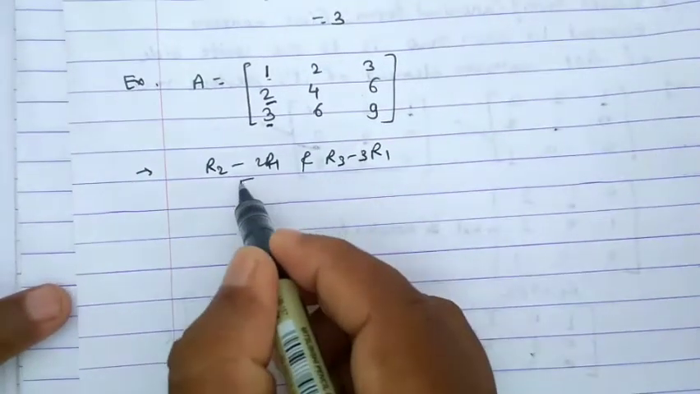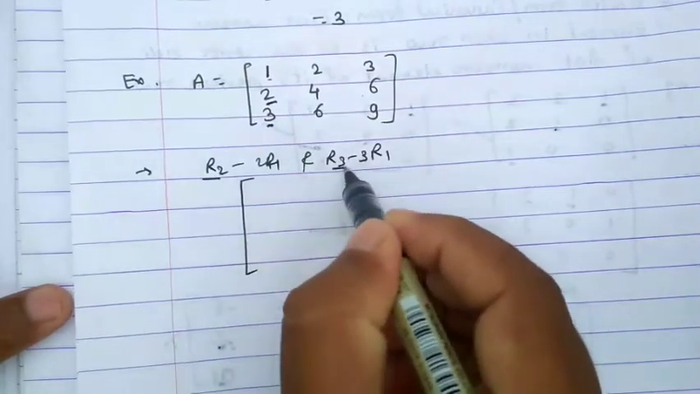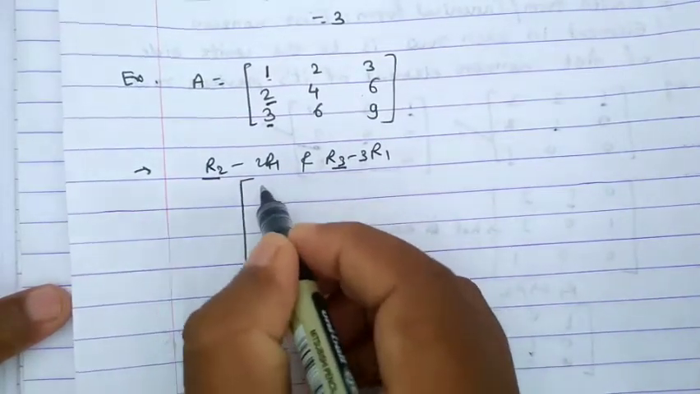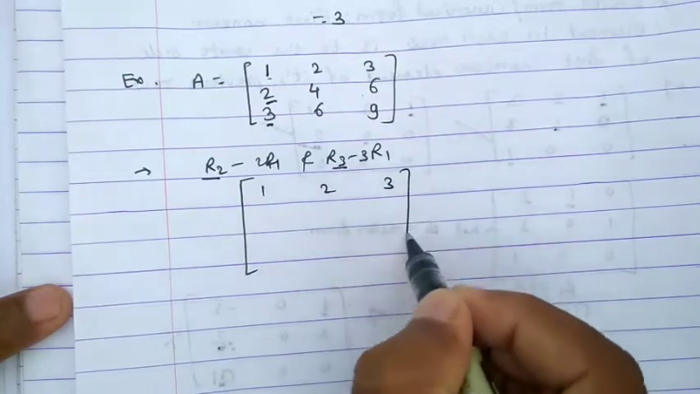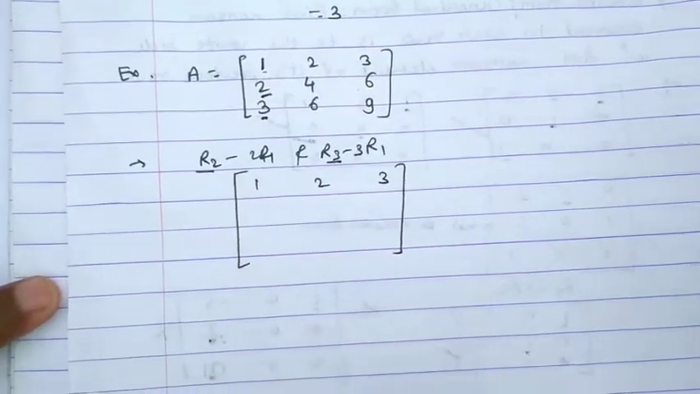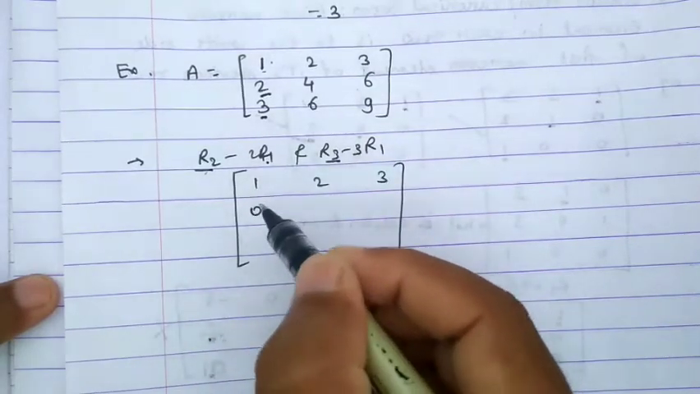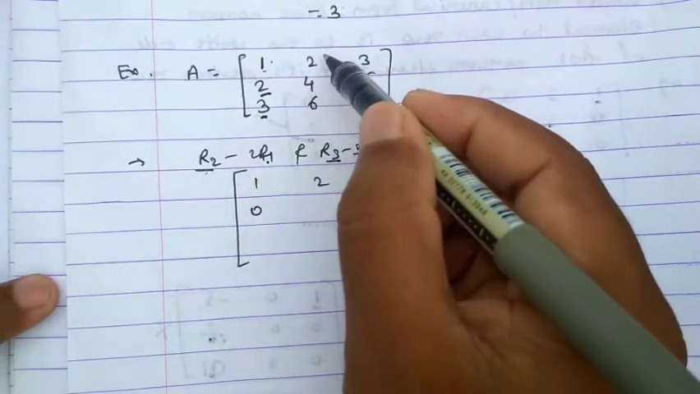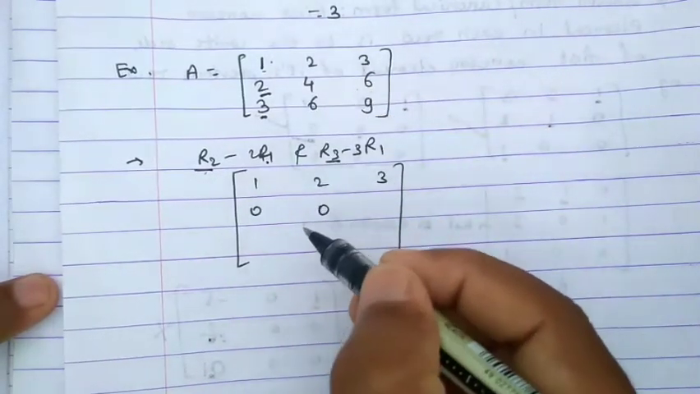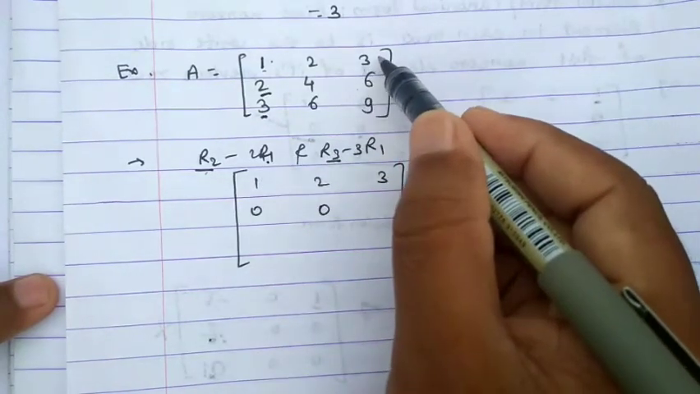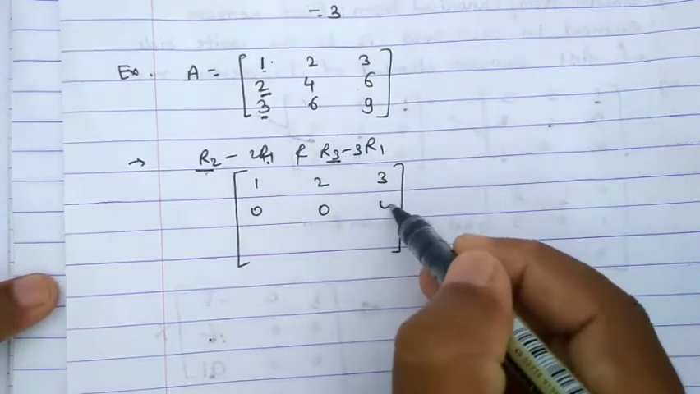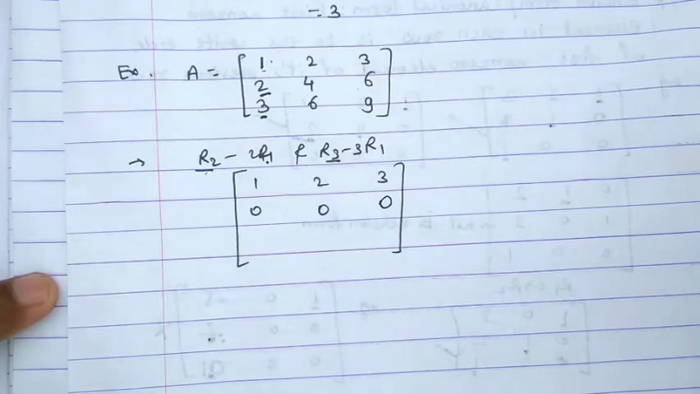So what will you get? There is an operation on R2 and R3, so there is a change in R2 and R3, and R1 stays as it is. What is the change in R2? R2 minus 2 times R1. So 2 minus 2 times 1 is 0. 4 minus 2 times 2, so 4 minus 4 is 0. 6 minus 2 times 3: 2 times 3 is 6, and 6 minus 6 is 0.